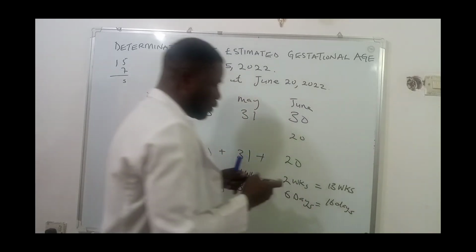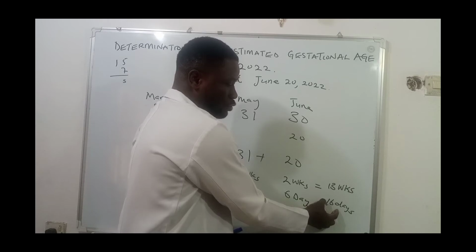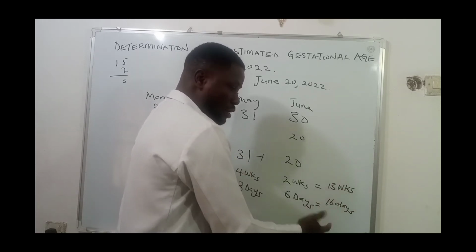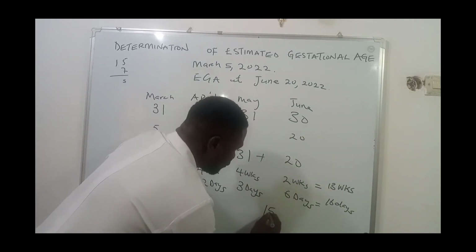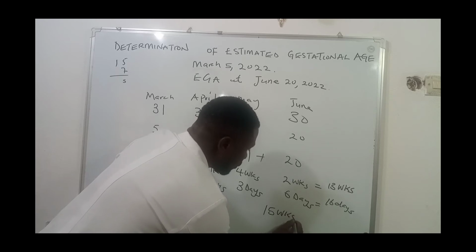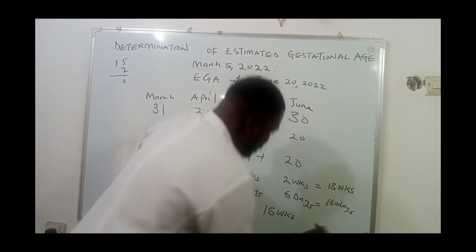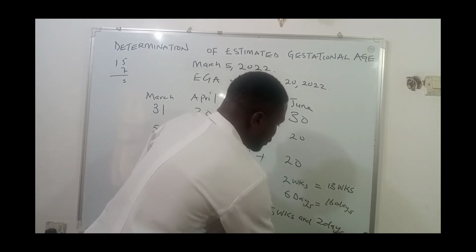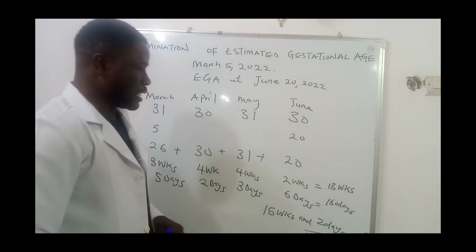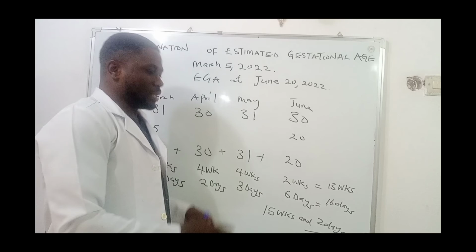Now, if you convert 16 days to weeks, remember, within 16 we have 2 weeks, which is 14 days. So 2 weeks added to this 13 weeks will give you 15 weeks. And of course, if you take 2 weeks from here, what is left? It is 2 days. You have 15 weeks and 2 days. You can see the answer is the same, just the same way like the first example.